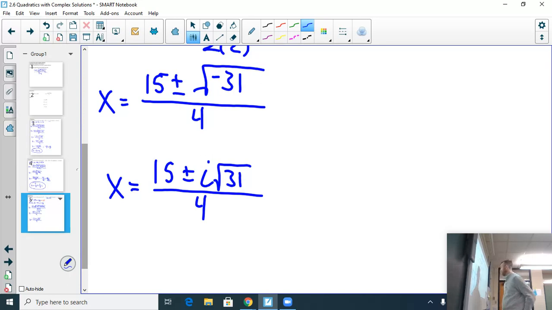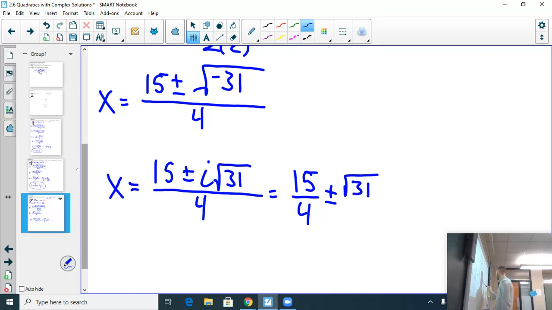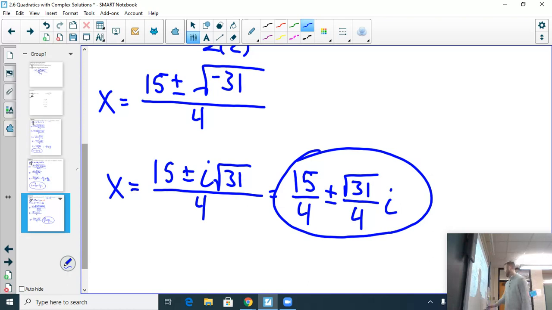And what we do now is we would normally split this up, right? We'd have 15 over 4, which doesn't split up nicely, plus or minus. Then we could write square root of 31 all over 4, with the i. And that's just how we're going to have to leave it because none of this simplifies. So this is actually our answer. And that's going to wrap it up for 2.6.